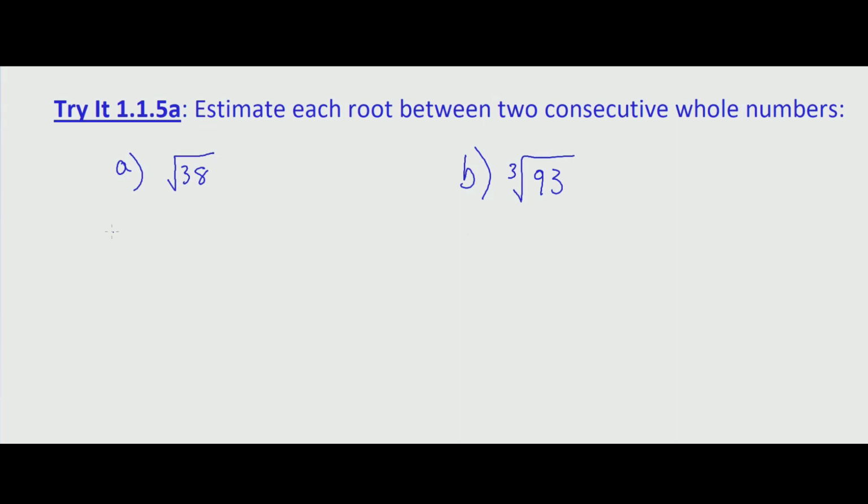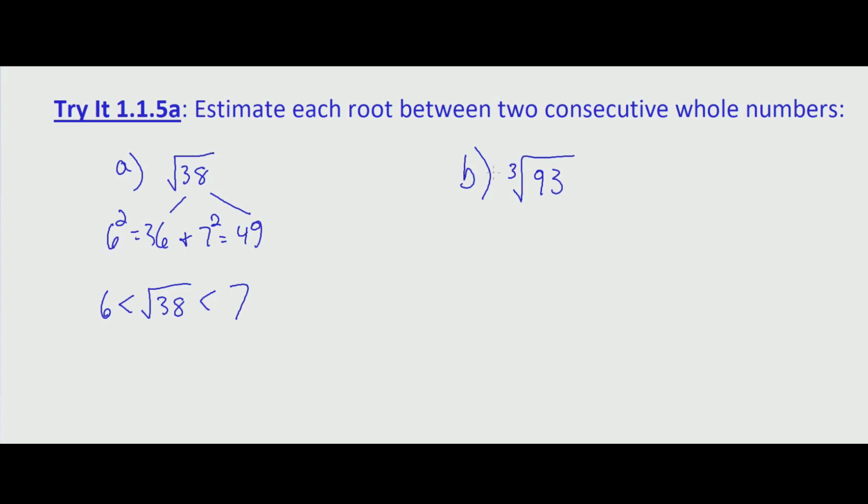So if we look at 6 being squared, that equals 36, which is less than 38. And 7 squared equals 49, which is greater than 38. So we know that 6 is less than the square root of 38, and that the square root of 38 is less than 7. And we could also say that since 36 is closer to 38 than 49 is, the square root of 38 is closer to 6 than it is to 7.